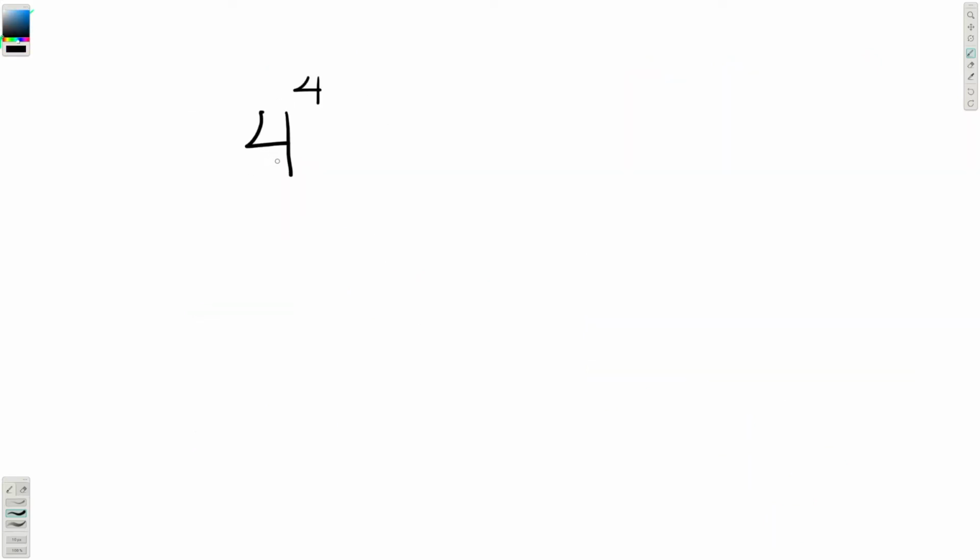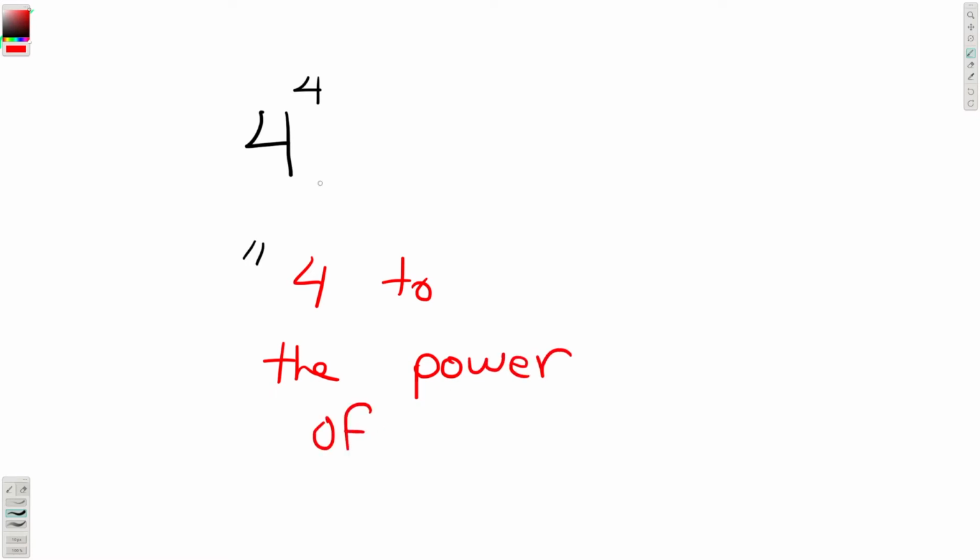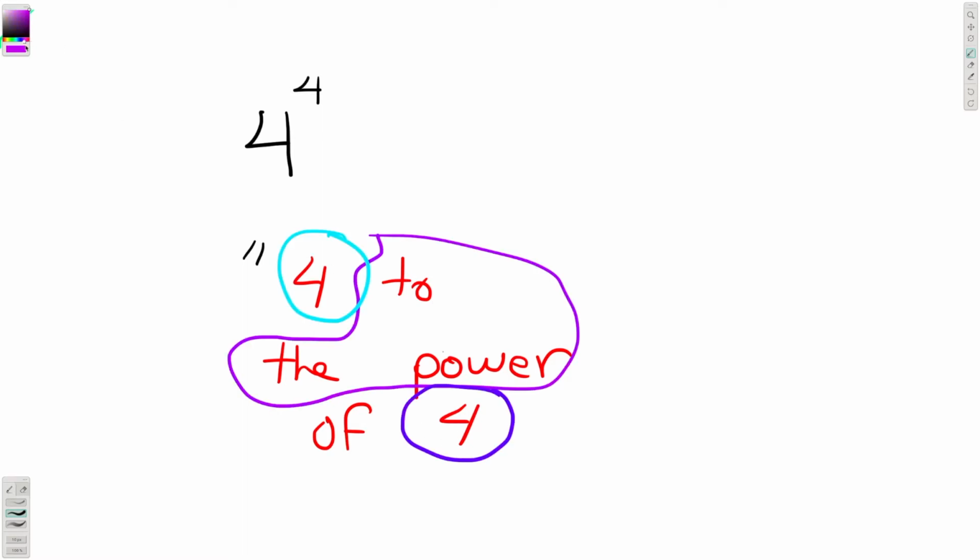So how do you say this? Like in fractions we say 3/4. In addition we say 5 plus 4. So you always say the base first. The base always goes up first. So you say 4 to the power of the exponent, which in this case is also 4. So 4 to the power of 4. Let's keep these things in mind.